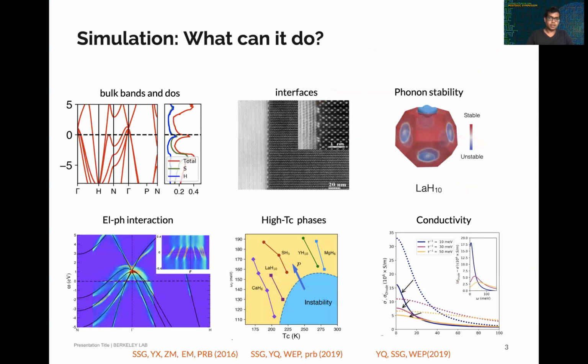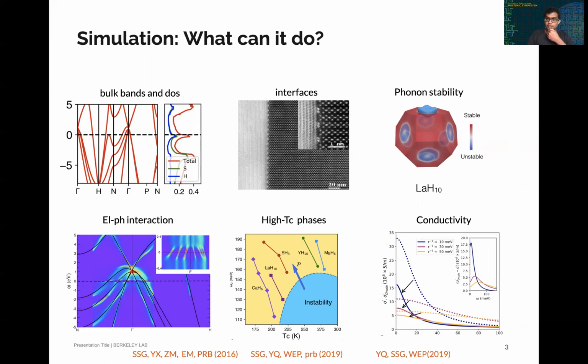Well, so here are some examples of what material simulations can do for you. I have selected a few of them, starting from the simplest one and then ending in the not so simple one. Most people, as a starting point of DFT, calculate bulk bands and density of states. The example here is the bands and density of states of hydrogen sulfide (H3S). And DFT is remarkably good and remarkably fast at giving you these results.